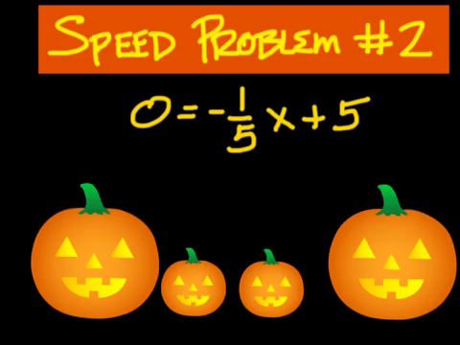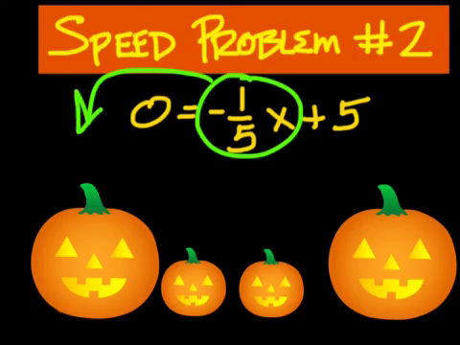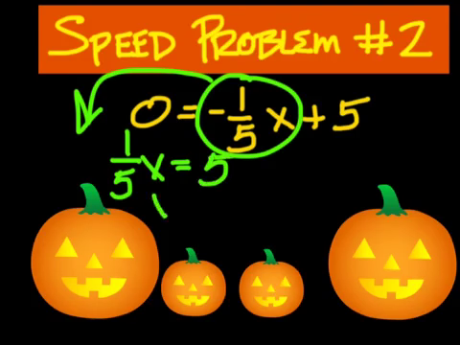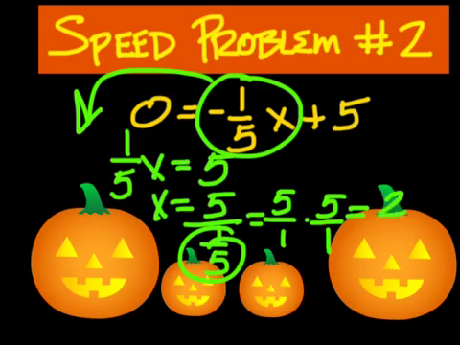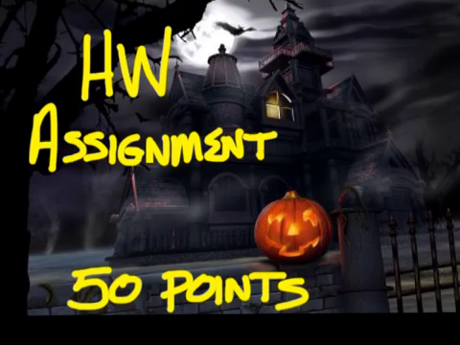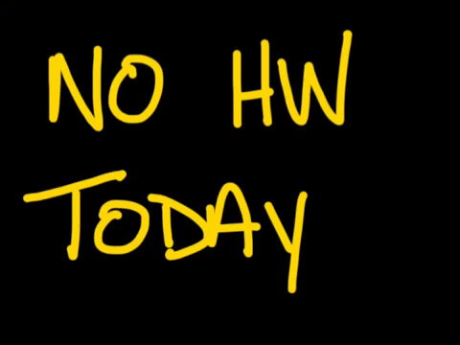The first 10. You have to move this to the left-hand side here. And then what do I do next, Carver? You change it to a positive 1/5 x, and then you have to divide 5 by 1/5, which is the same as multiplying 5 over 1 times 5 over 1. You flip this one. 25 is the answer.